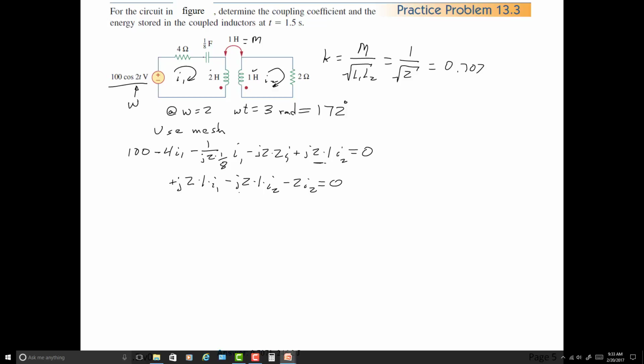Okay? So now it's just a matter of how do you want to solve this? I'm going to reduce these. So here's the first equation, and I'm going to gather terms. It's 100 minus 4 I1. That's the real terms. Minus 4 I1.